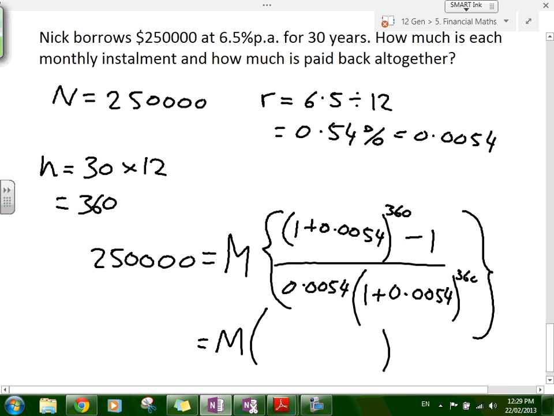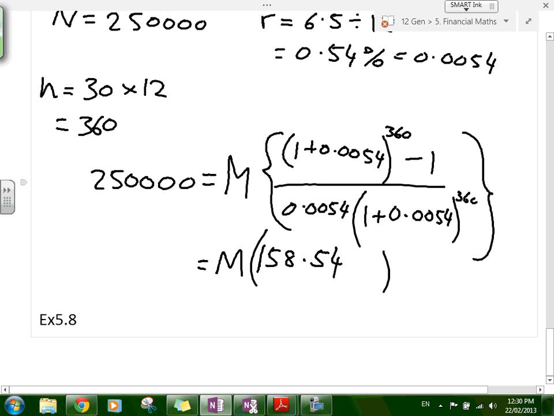So what do we get? I would suggest you do that. There is a way you can flip it over and multiply this side, but it may be a little more complicated. So we calculate (1.0054)^360 minus 1, divided by 0.0054, times 1.0054^360, equals, what did you get, 158? 158.54. Okay, and so the final step is we have to divide 250,000 by 158.54.